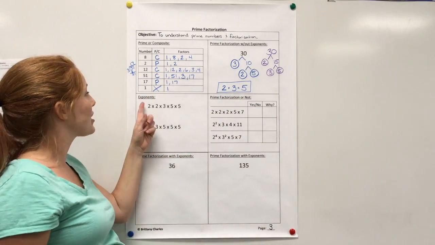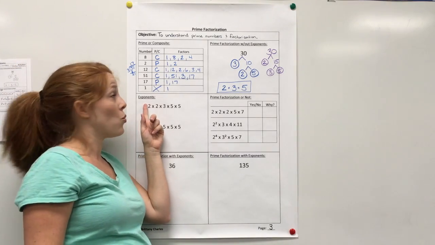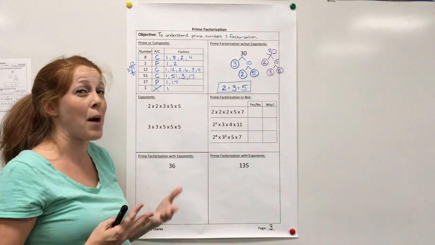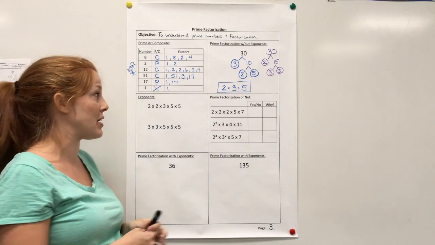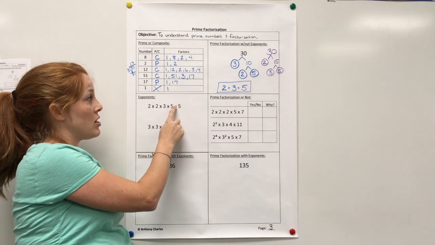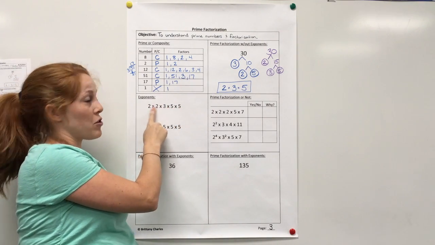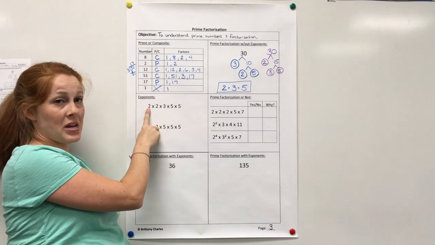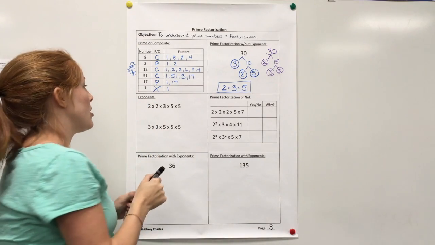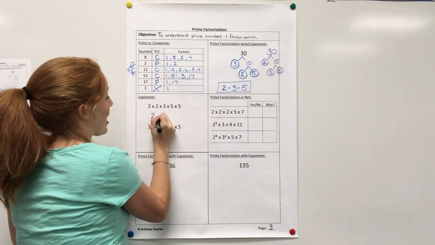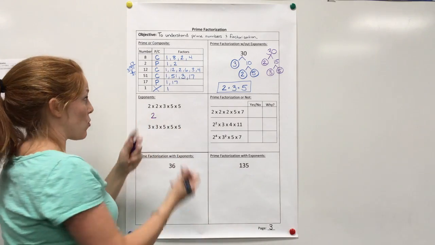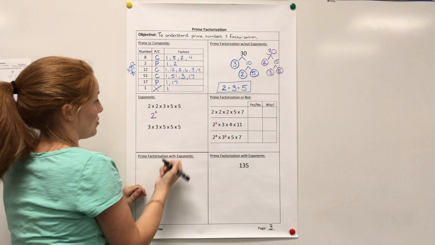Okay, next we're going to look at exponents. Well, an exponent basically just tells you how many times a base is repeated. These are the bases. So I just look and see if they're repeated. Well, this 2 is repeated, and it's repeated twice. So I write the 2, and then how many times do I see it? I see it twice. So the exponent is 2.